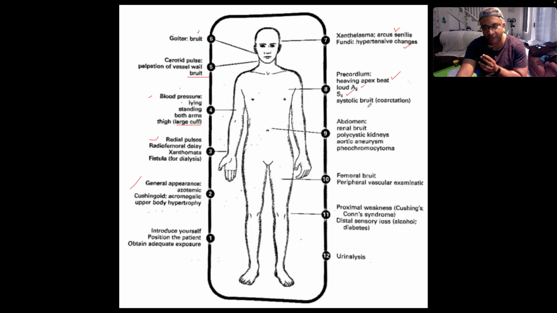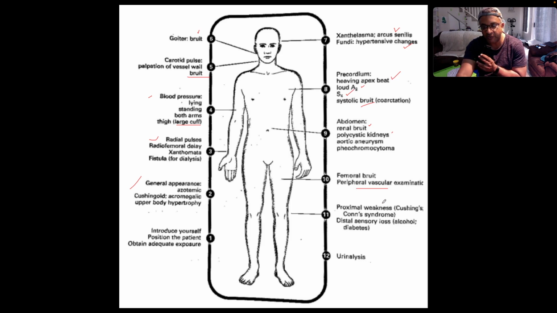Is there a systolic bruit, which indicates coarctation? Move down to the abdomen, listen for a renal bruit, palpate and ballot those kidneys, especially if they're enlarged, because remember there's a big differential for enlarged kidneys, but polycystic kidneys should probably be one of the foremost differentials, especially in the setting of secondary hypertension. Aortic aneurysm, pheochromocytoma, okay? Femoral bruit, which speaks to peripheral vascular disease.